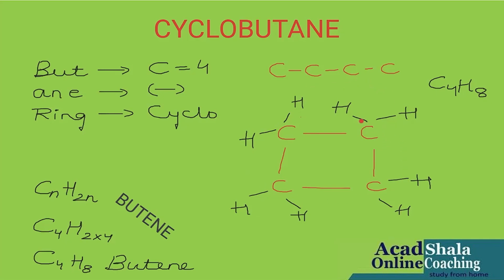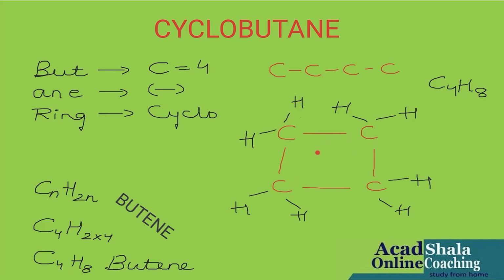Then, to satisfy the 4 covalent bonds, first he saw that this carbon already has 2 bonds and then 2 more are attached. In this carbon, 1, 2 and 2 more attached. In this carbon, 1, 2 and 2 more attached. And in this carbon, this and 2 more attached. So he made the cyclic structure like this in front of you on the screen.